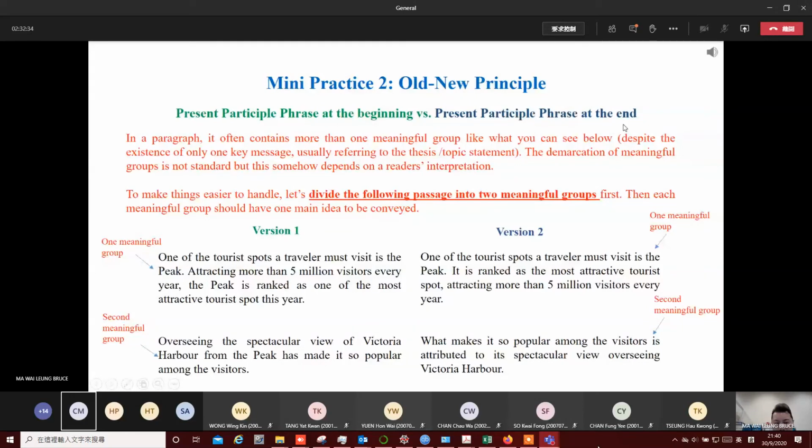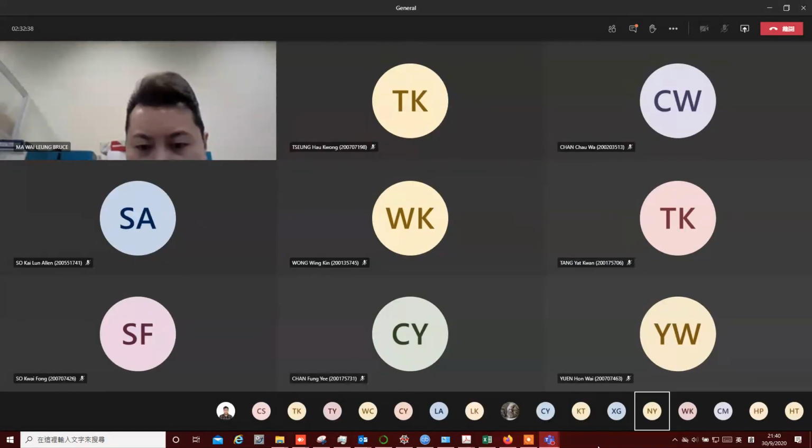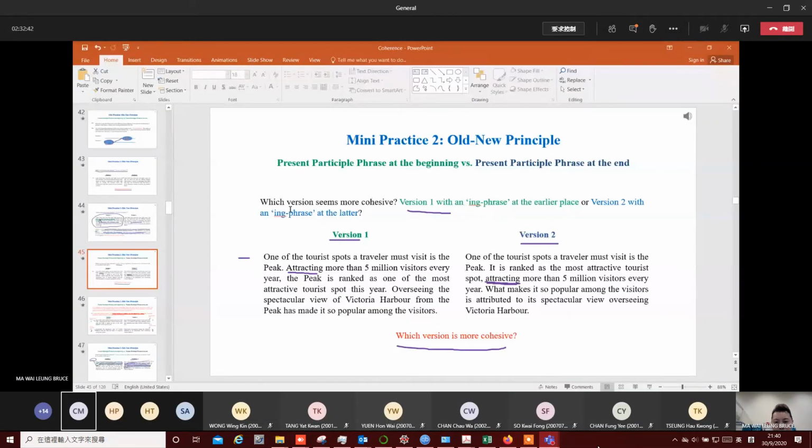How about this one? This time, can you see this? Yeah, another example. Which one is more persuasive? Which one is more cohesive?